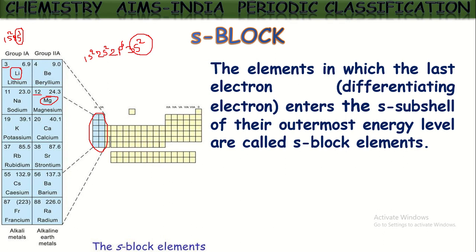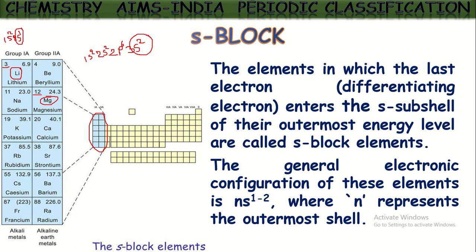So in this way, for all these elements, if you observe their electronic configurations, their valence electron or last electron, which is also called the differentiating electron, is present in the S subshell. That's why these are classified specially as S block elements. So the definition is that the elements for which the differentiating electron enters into the S subshell are called S block elements.